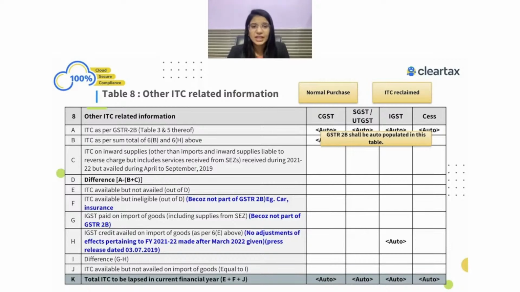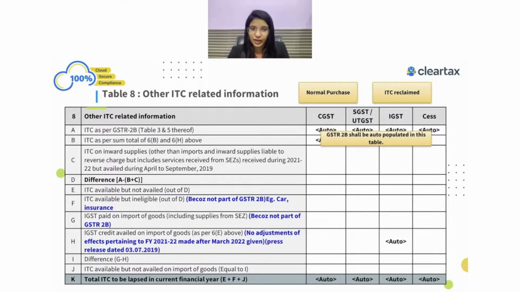So wherever there is an ineligible ITC as per my 2B, that information will not form part of table number 8A. Right? Let me ask you another question. There was a supplier. That supplier has filed their return for the month of March. Obviously, he can file the return for the month of March, right? He has filed the return for the month of March, let's say in September 2022.